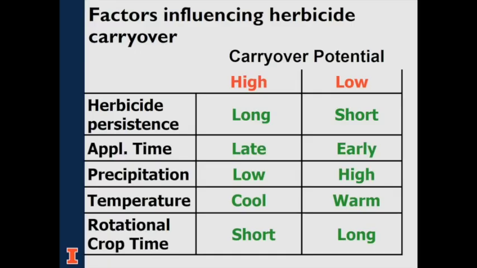Carryover potential is high when herbicide persistence is long, when application timing is late, when precipitation is low, when temperatures are cool, and when the rotational crop time is short. In contrast, carryover potential is low when herbicide persistence is short, when application timing is early, when the amount of precipitation is high, when temperatures are warm, and when the rotational crop time is long.